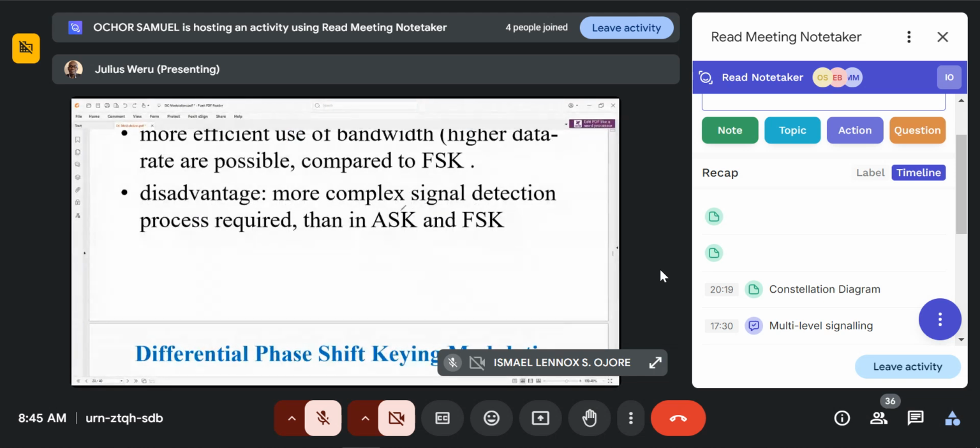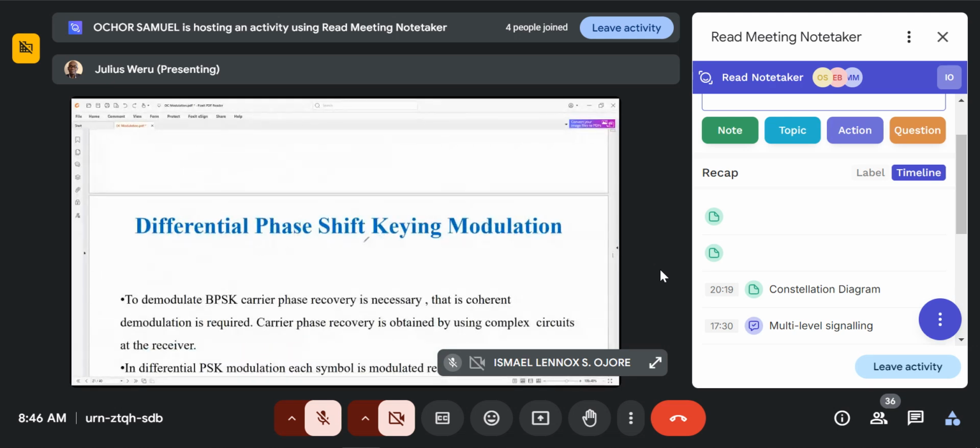It is more complex; signal detection is required. Remember, you said you must have coherent detection. So that's a disadvantage: a more complex signal detection process. It's complicated by the fact that you have to generate the carrier at the receiver.